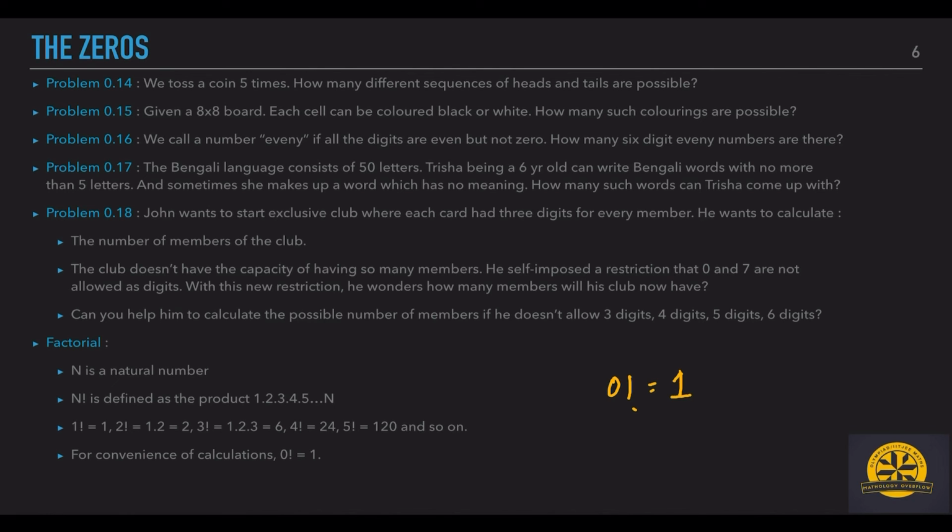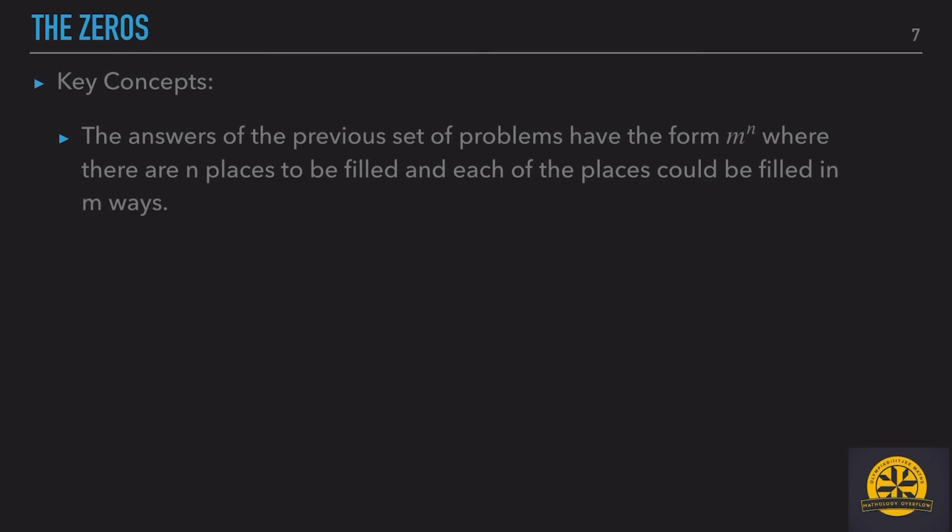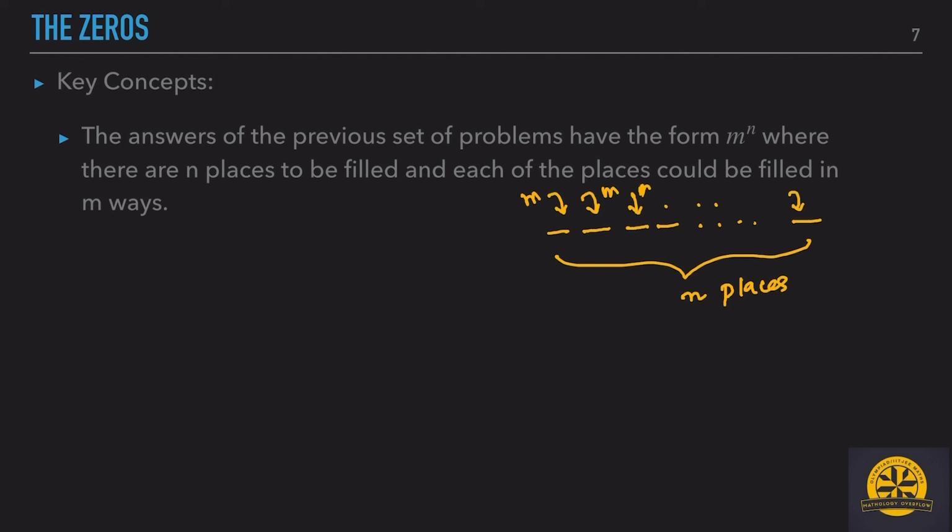So let's summarize the key concepts in this particular slide. The type of problems that we did in this current lecture all have the form m to the power n. Usually there are n places to be filled, and each of those n places can be filled in m ways. Since you need to fill all of the places, so there's n over here, and that's why we need to take the product of m, n times, and that leads us to m to the power n.